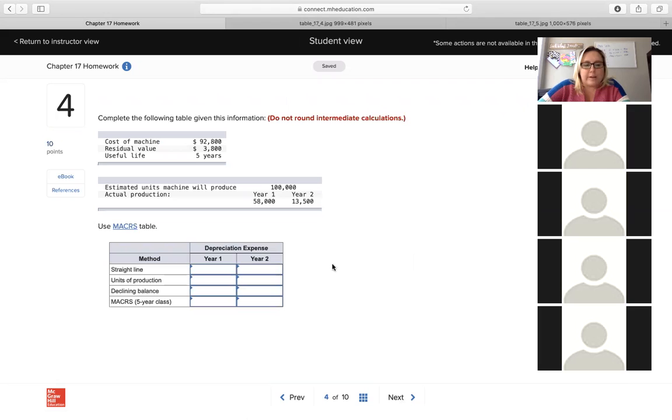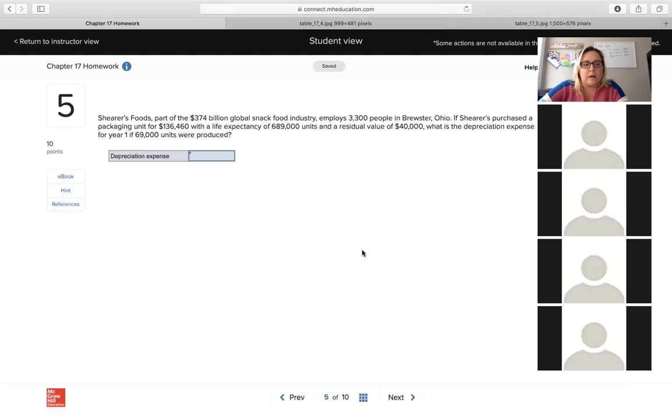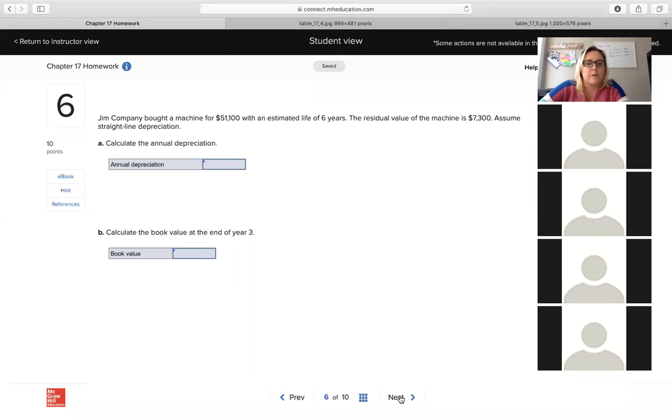This one, you're going to use the makers table again to calculate the depreciation for the first 2 years. And this is kind of comparing it so you can see how much depreciation is different depending on which of the 4 methods you use. We did an example like this in the PowerPoints, so look back at this one if you have any questions. This is a units of production problem. Straight line depreciation problem.